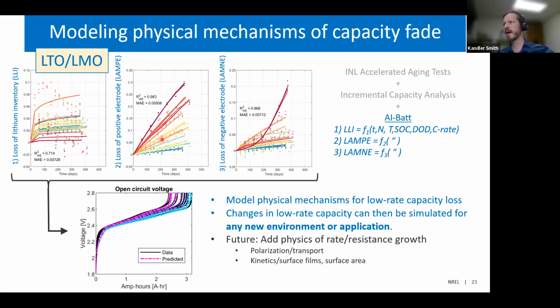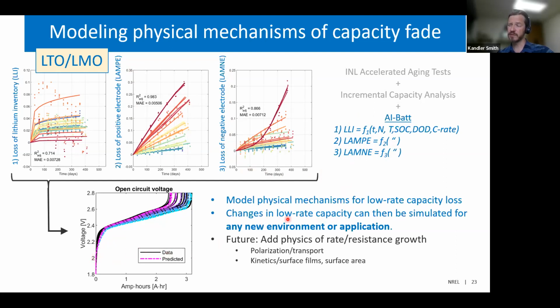And so here, Idaho National Lab ran these tests, and they fit, there's a diagnostic method in which one can tease out the loss of lithium inventory, loss of positive electrode, and loss of negative electrode from the system. And so we are able to fit models to each of those three things. And with that, you can reproduce the voltage curves versus state of charge at any given state of life very accurately.